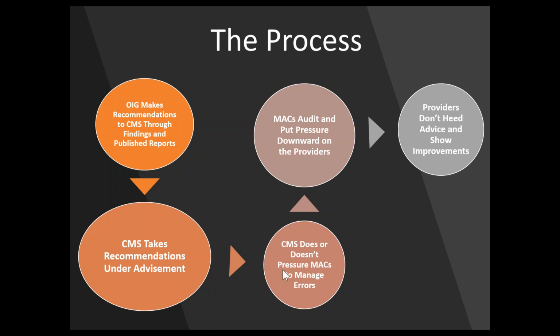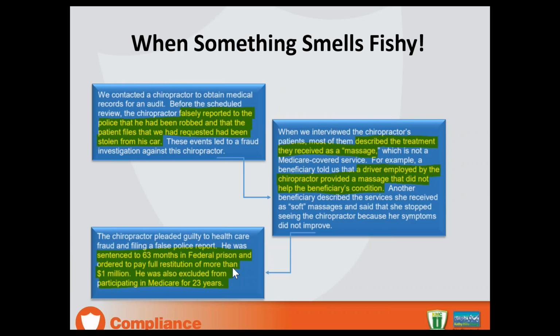For example, when they found that doctors were overbilling or there was a high percentage of 98941s being billed, which are the 3 to 4 region adjustments, they decided to ask the carriers to do targeted reviews, to randomly ask for notes to confirm that there were indeed 8 diagnosis codes and 3 areas truly documented and that they were included in the plan. Then the MACs audit and put pressure downward on the providers in this very way. And unfortunately, what has been a pattern is that providers don't always heed the advice and show the improvements necessary to kind of get them off of our back.